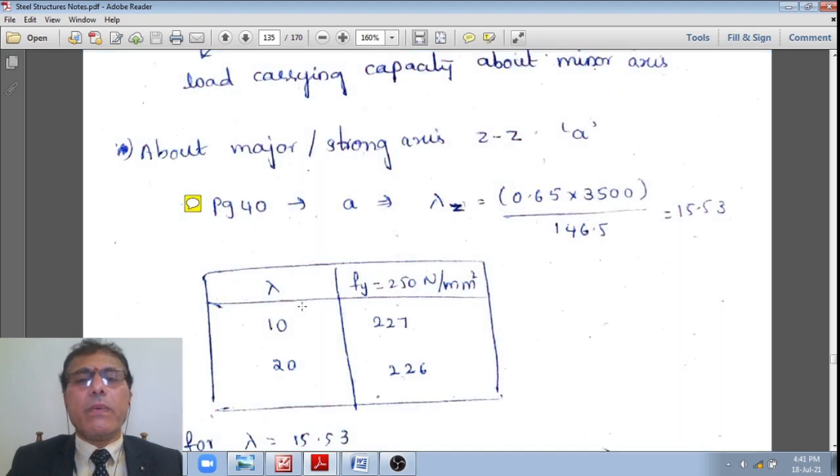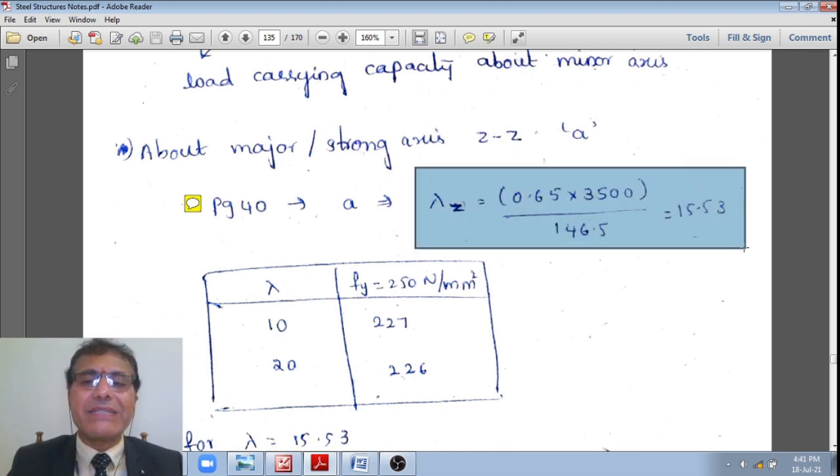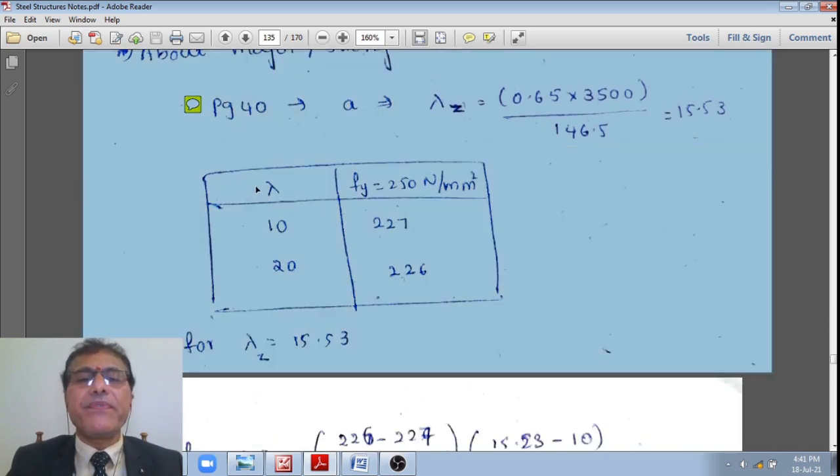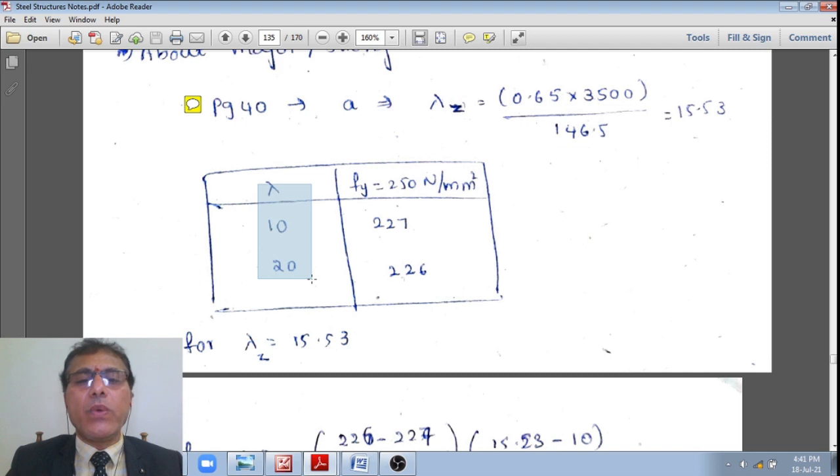I need to calculate afresh the slenderness ratio about this major axis. Therefore, the slenderness ratio about the major axis is equal to effective length 0.65 multiplied by 300, whereas the radius of gyration about major axis is 146.5. Therefore, the slenderness ratio about major axis will work out to 15.53. However, now this 15.53 lies in between 10 and 20.